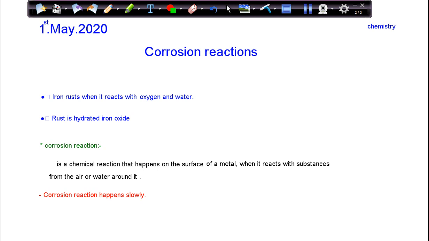So this was all about corrosion reactions. Don't forget to write these notes in your notebooks, please. If you have any question, write it down, and don't forget the yellow box.